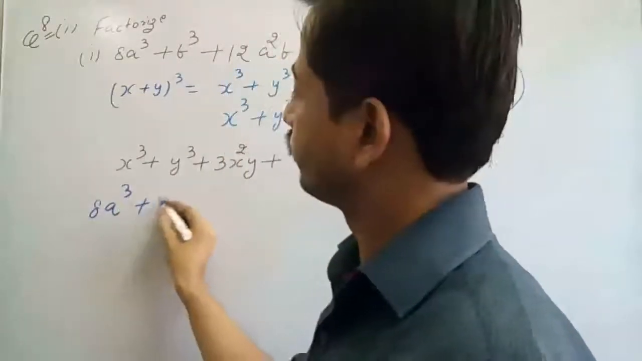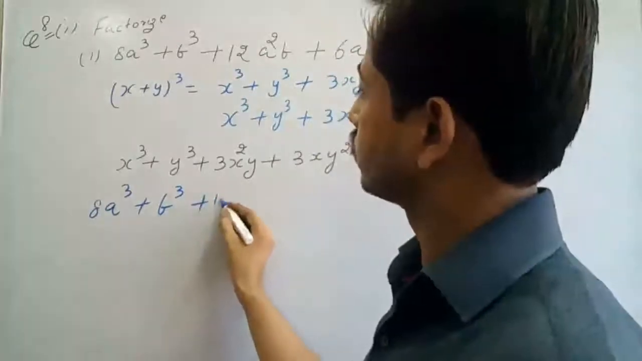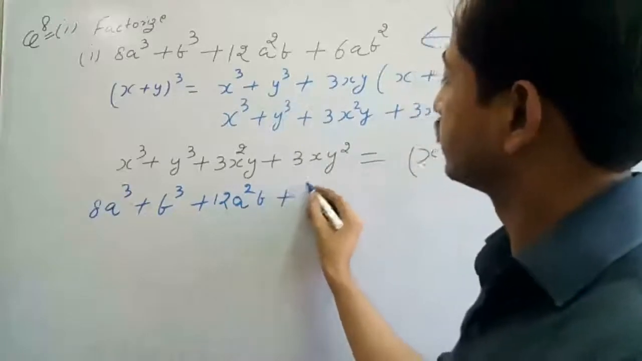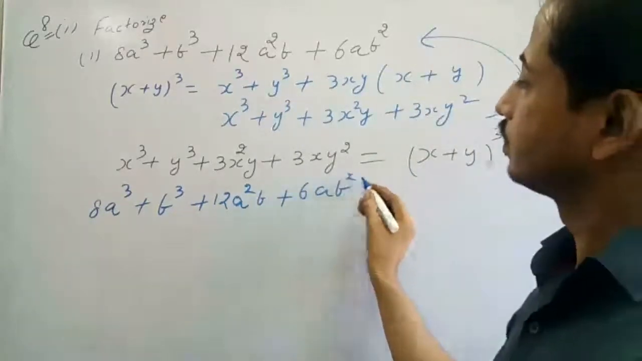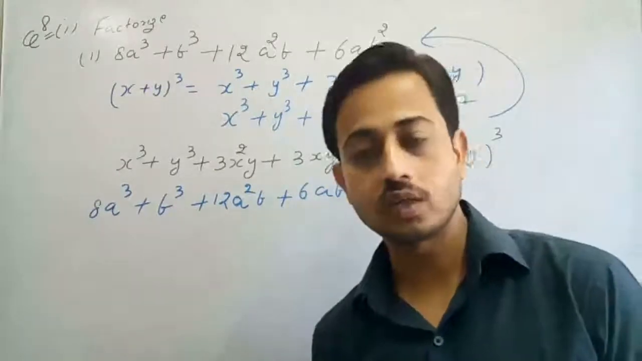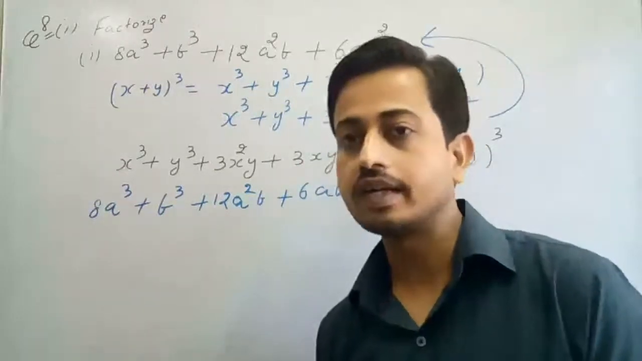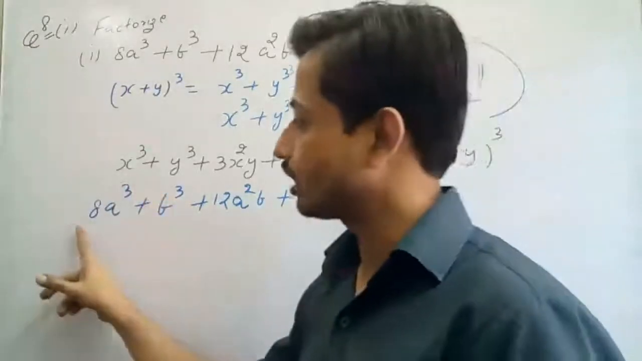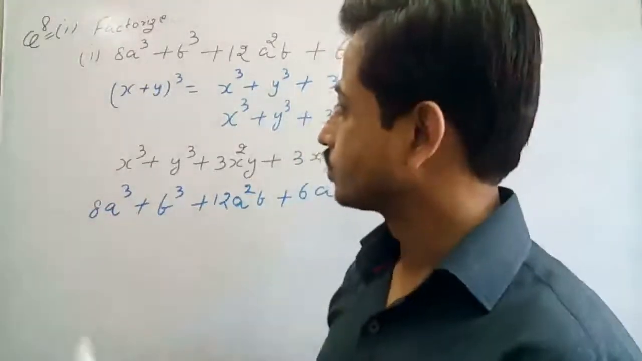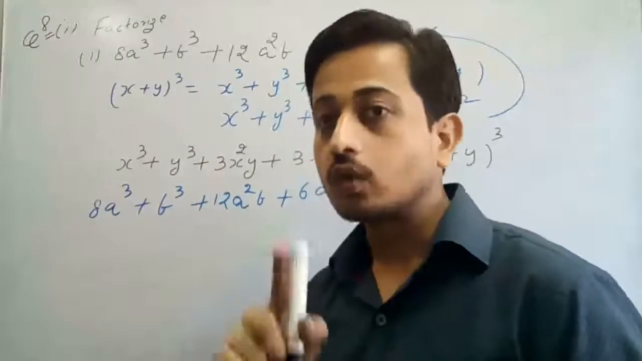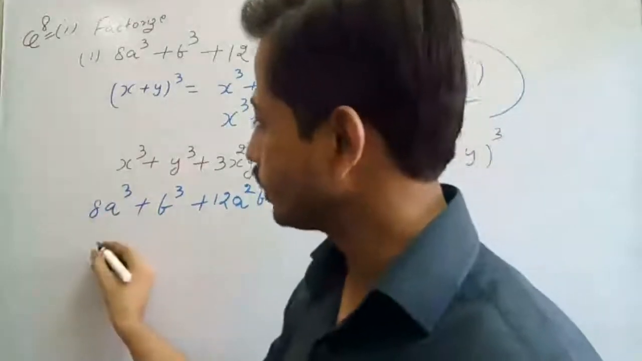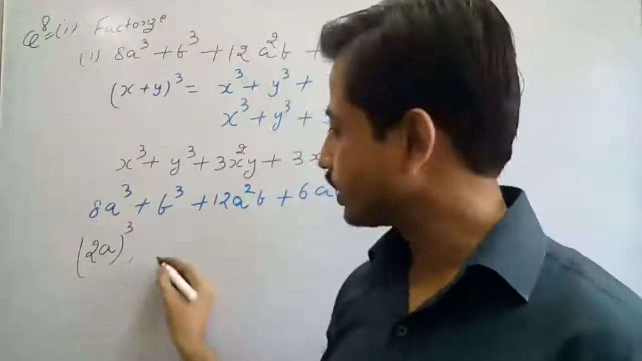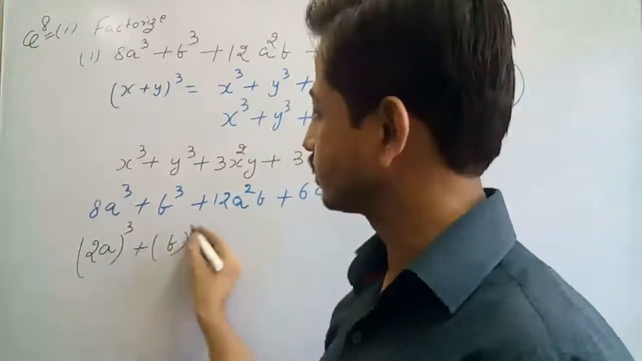8a cube plus b cube plus 12a square b plus 6ab square. Try to make the first two terms a cube and b cube according to their format, then apply the identity. Check whether the terms are the same or not. Now this is the whole cube, and we have to write the complete term as a whole cube. 8 can be written as 2 into 2 into 2, so 2 cube. So overall it can be represented as 2a whole cube. b cube is already in terms of b cube, so we write it as it is.